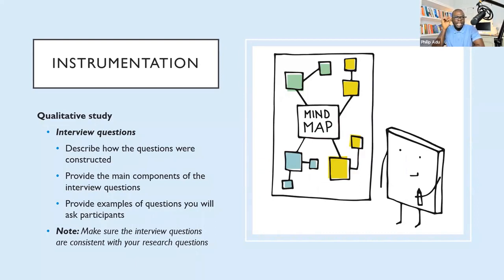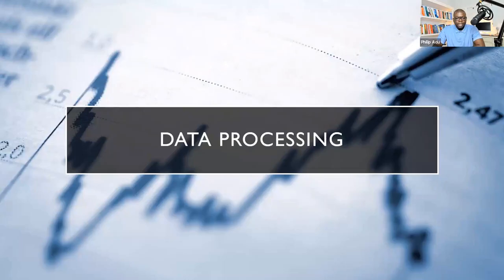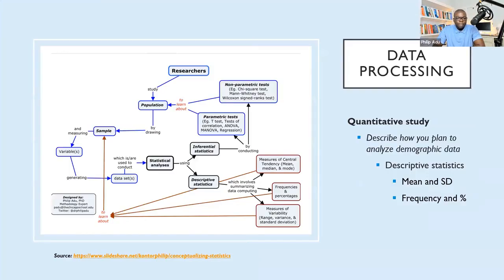What kind of lens are you looking through? What are the biases that you have? What is your background? How are you going to set aside all your biases to make sure that your background will not overly influence the information that you are gathering, and how you're going to analyze your data? Then data processing: how are you going to analyze your data?